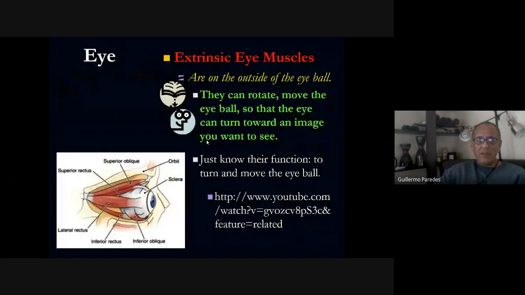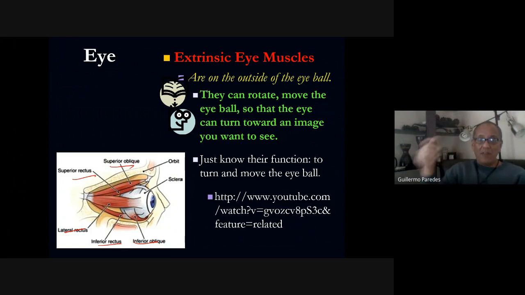The extrinsic muscles, extrinsic means outside. If you see here in this image, you have lateral rectus, superior rectus, superior oblique, inferior rectus. Do we need to remember those names? The answer is no. I don't want you to remember those names. There are muscles attached outside of the eye that are called the extrinsic muscles.